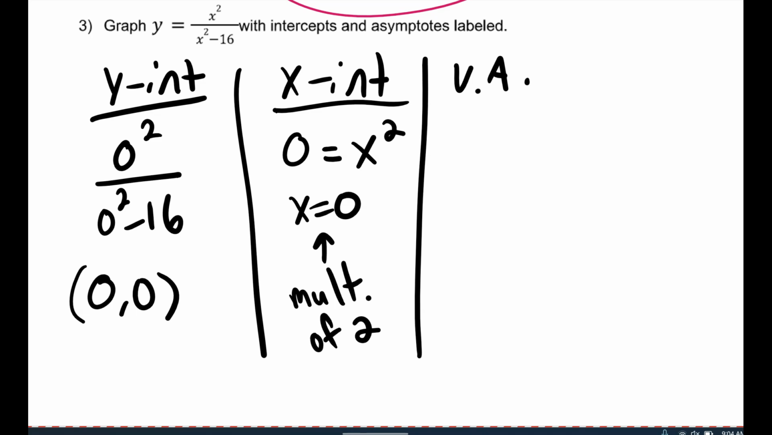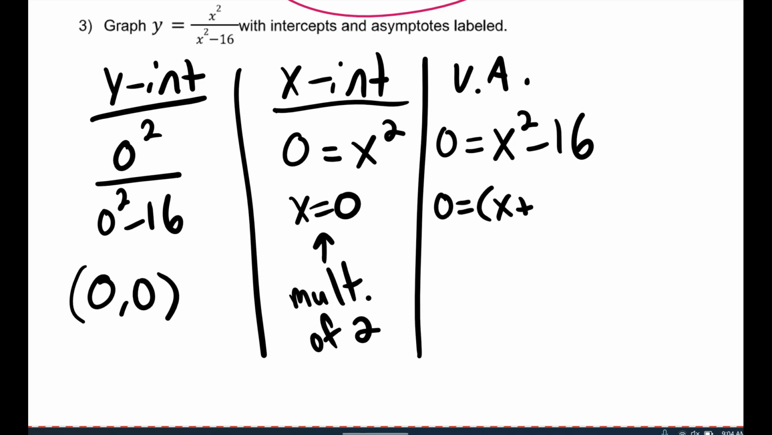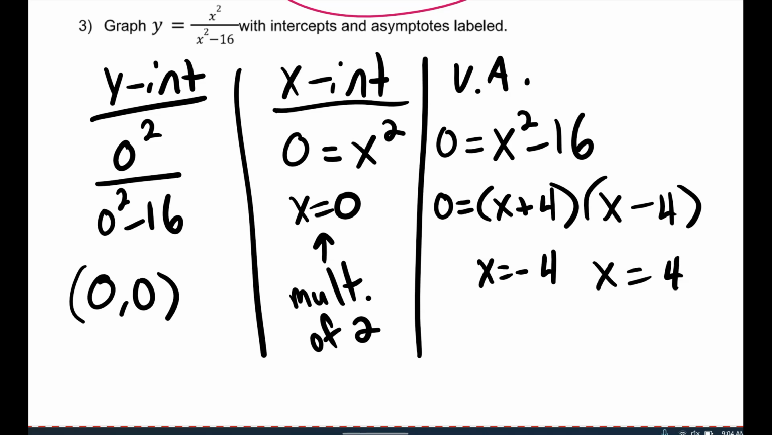My vertical asymptote I get from setting my denominator equal to 0, and I probably should have factored this first, right? If there is a quadratic, generally it will be factorable. And I recognize that this is a difference of 2 squares. So there's actually 2 unique values of x that would make the denominator equal to 0 here. Which means that in my graph there's going to be 2 vertical asymptotes.